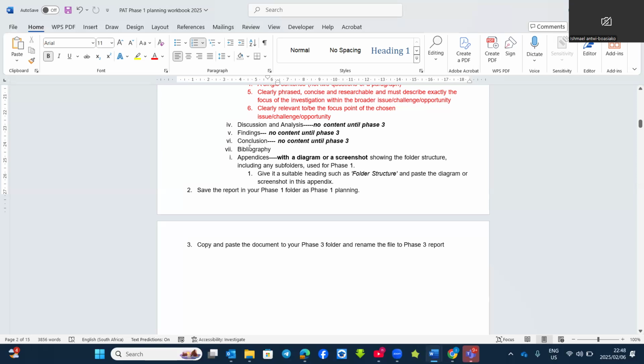Then you go to the bibliography, whereby you put your cited sources, and then the appendices, whereby you put a diagram of questions, the diagram of evaluation of information, and then the diagram of the source table. So those 3 must be there. Then again, the screenshot, or you can create a folder structure, and then you put them there. Right. So basically, this is what phase 1 will entail.